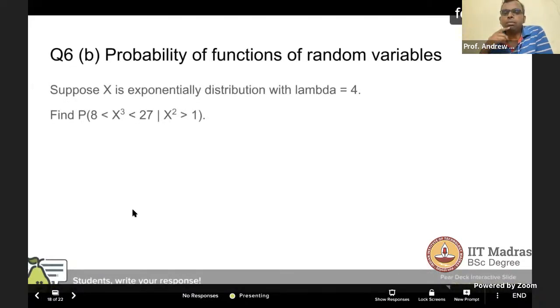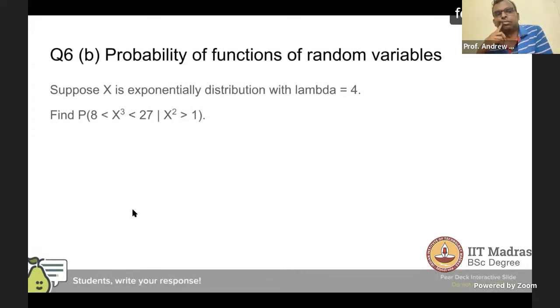Okay, here's the next one. Give it a shot. The distribution of X is given. There is an event defined in terms of X cube and X squared. You should try to go back to X as much as possible. These are relatively simple events. Remember, X is positive. It's exponential, right? So it takes only positive values. You don't have to worry about negative. So it's simpler because of that reason.